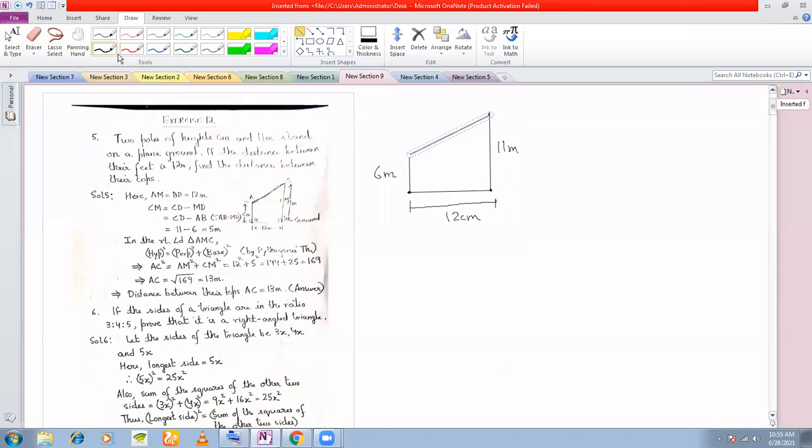Sir, you have written... Yes, this is centimeters. 12 centimeter. This is meters.